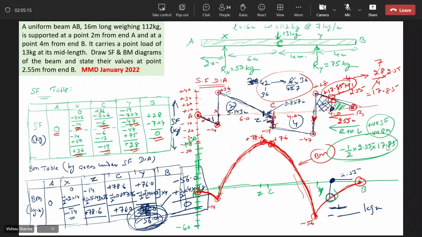Yes, sir, understood. Okay. So the risk is, as long as it's clear, you can go from left to right or right to left. Obviously, right to left is easier. But when you're going from right to left, the sign convention will reverse. Positive area of the SF will give you negative BM. And that is why you're getting this much of negative BM here. And you can calculate exact SF and exact BM at 2.55 meters.